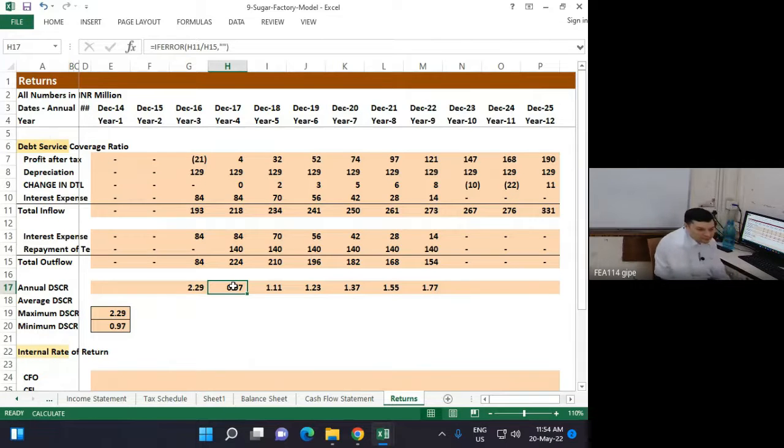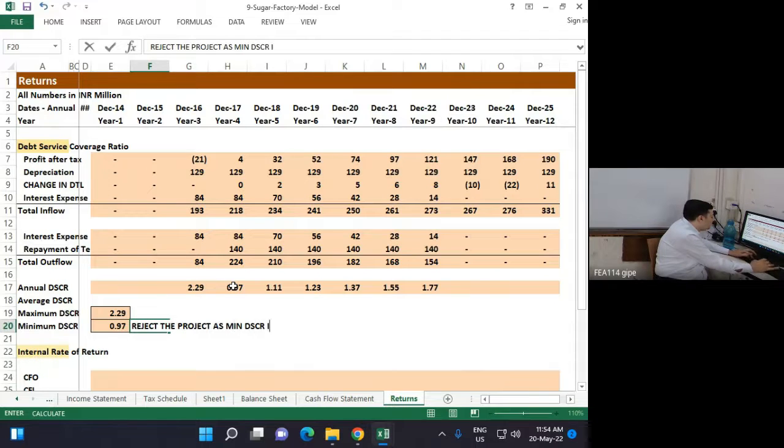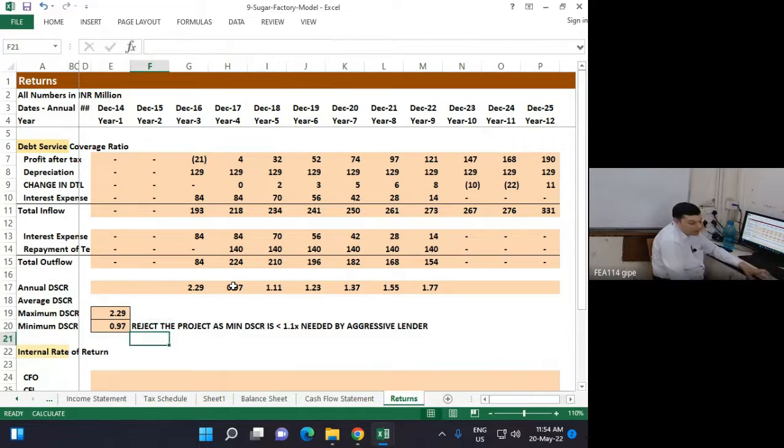तो वो डिफॉल्ट सिनारियो. So bank ideally wants at least 10% more, because remember all these are projections. ये तो हम बोल रहे कि इस तरह से फैक्ट्री चलेगी तो इतना पैसा आएगा, थोड़ा इधर उधर हो गया तो मार्जिन ऑफ सेफ्टी इज रिक्वायर्ड फॉर द बैंक. Therefore reject the project as minimum DSCR is less than 1.1 needed by an aggressive lender. So even an aggressive lender will not put hands in a project like this, let alone conservative.